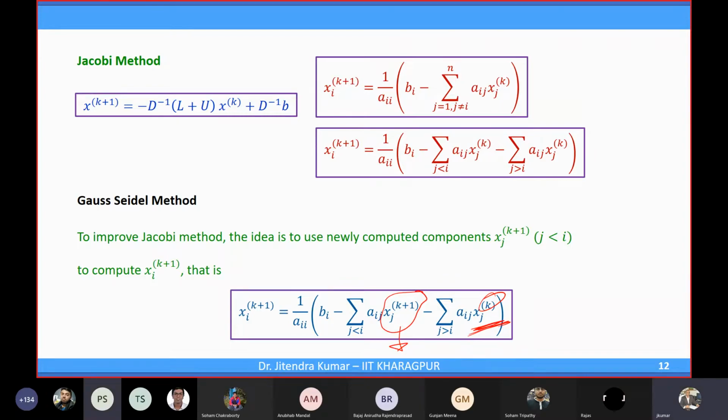Sir, in the last one, we can also use k plus 1 for j greater than i. No, we don't have those values, because we are computing the ith at present, and these are even bigger than i. So you are talking about i plus 1, i plus 2, i plus 3. Those values we don't have at the k plus 1 iteration. We are just evaluating.